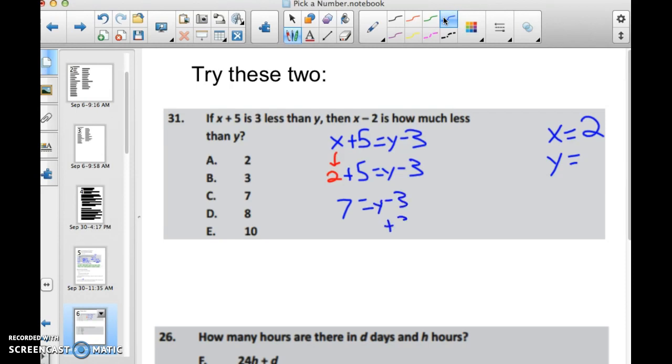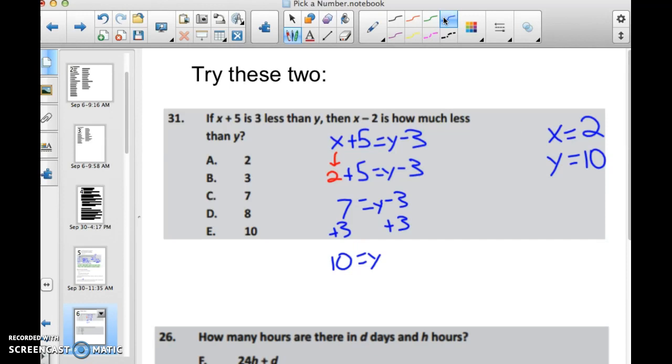Now I add 3 to both sides. 7 plus 3 is 10. So that gives me my y value. If I ever say that x is 2, then y will be 10. All right, it was dependent on that value of 2. So I have come up with both of my variables now. Now I can use both of these variables to answer the actual question that is asking.